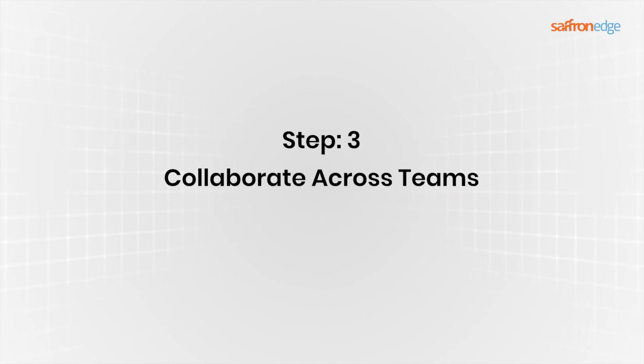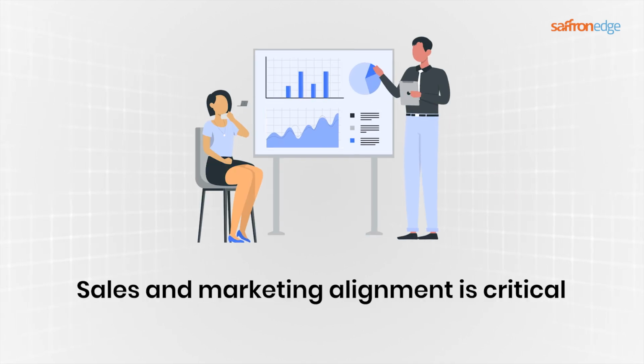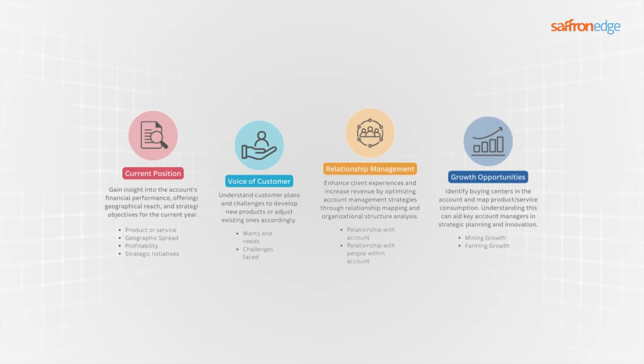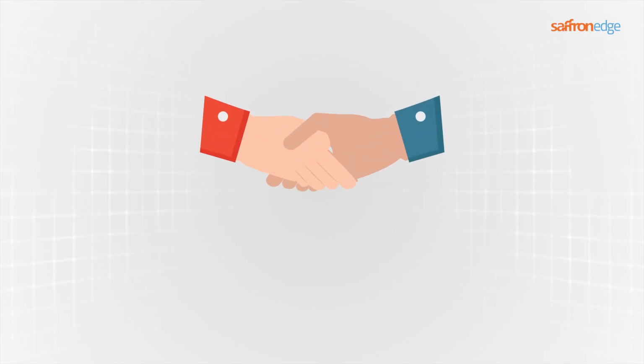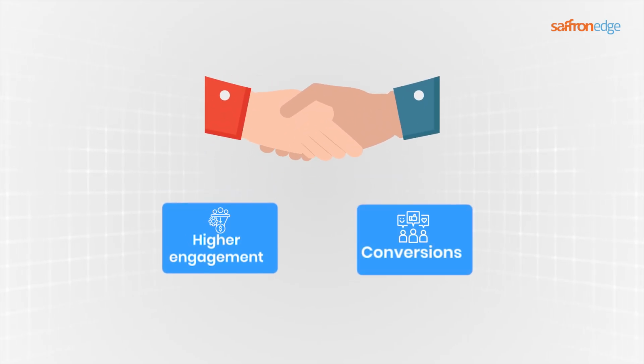Step 3. Collaborate across teams. Sales and marketing alignment is critical. Work together to craft account-specific strategies and share insights to move your prospects seamlessly through the funnel. With both teams in sync, you'll drive higher engagement and conversions.